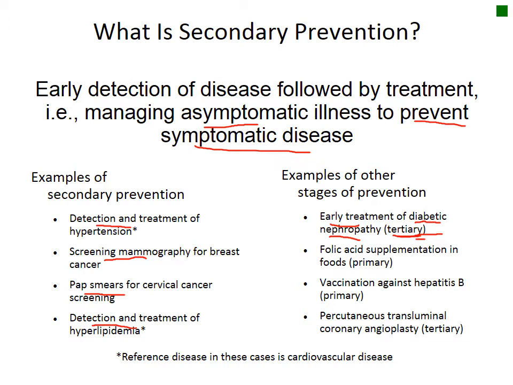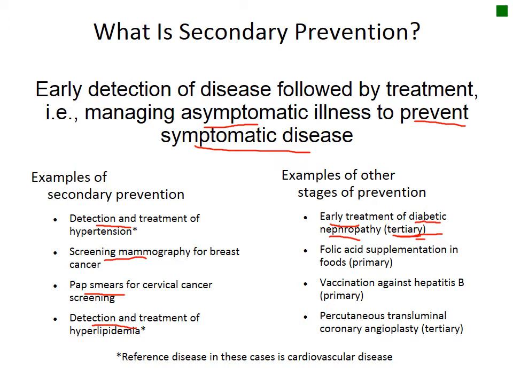What is secondary prevention? If you remember from chapter 14, when we talked about the natural history of a disease, or the phases and stages of disease, secondary prevention is at the level of the latent phase. Secondary prevention is also the early detection of a disease followed by treatment.